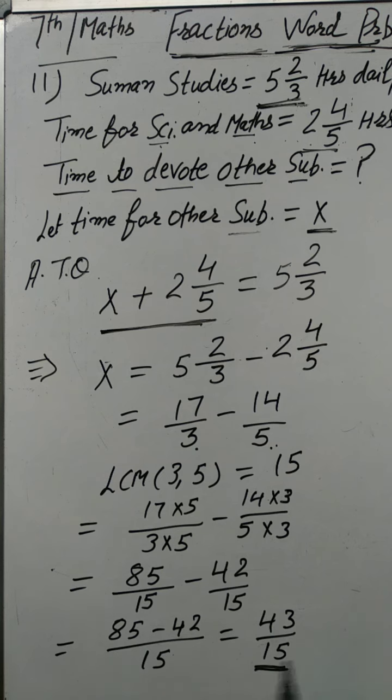Now convert it into a mixed fraction. Then your answer will be 2 and 13 upon 15 hours. That is the time given by her to the other subject. Understood, beta? I hope you can easily convert an improper fraction into a mixed fraction, because in the previous video I have explained how to change an improper fraction into a mixed fraction. Clear, beta?